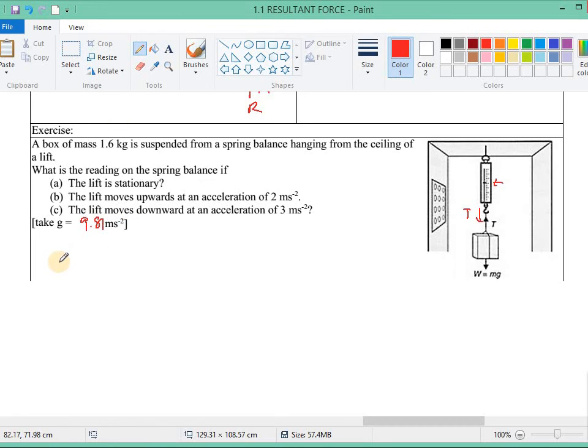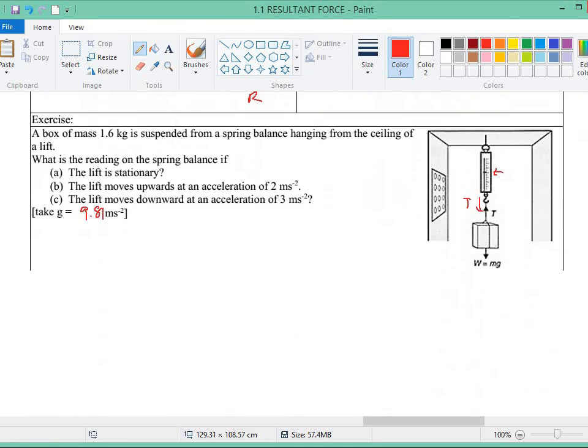Okay, so a box of mass 1.6 kilograms is suspended from a spring balance hanging from the ceiling of a lift. What is the reading on the spring balance if the lift is stationary? Actually this is exactly the same as just now. So we want to calculate the tension. You look at the object. This is the weight, and the force that pulls upward, the force that acts in the opposite direction, is the tension. So this tension will be equal to the reading of the spring balance.